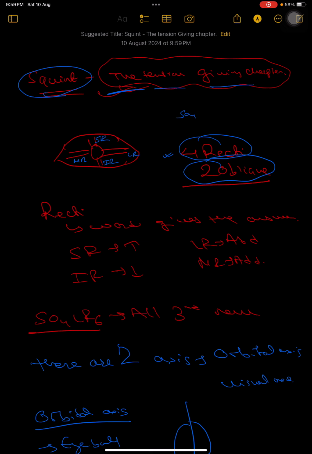First of all, the mnemonic that we have been learning from our basics is SO4 LR6. SO4 means superior oblique is supplied by the 4th nerve and lateral rectus is supplied by the 6th nerve. Except for these, all are supplied by the 3rd nerve. So whenever there is 3rd nerve palsy, 6th nerve palsy or 4th nerve palsy, we will have squint, number 1.